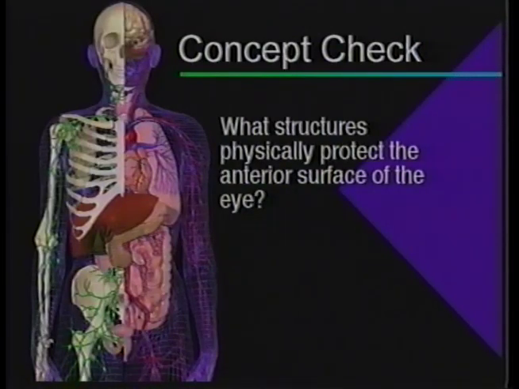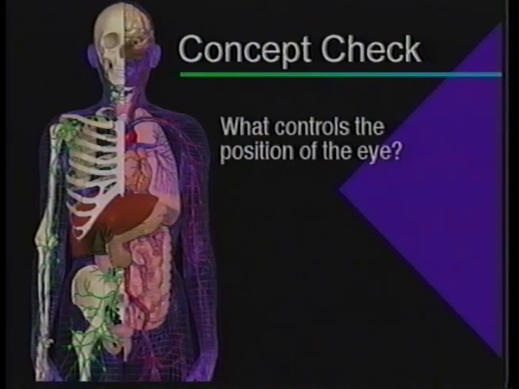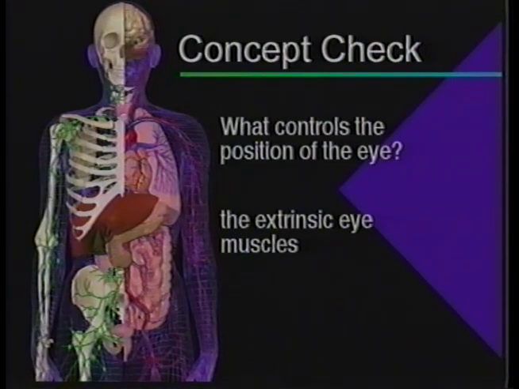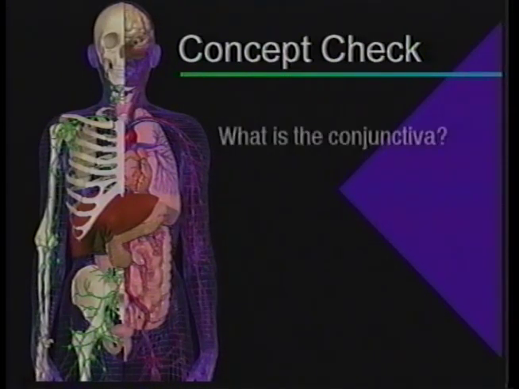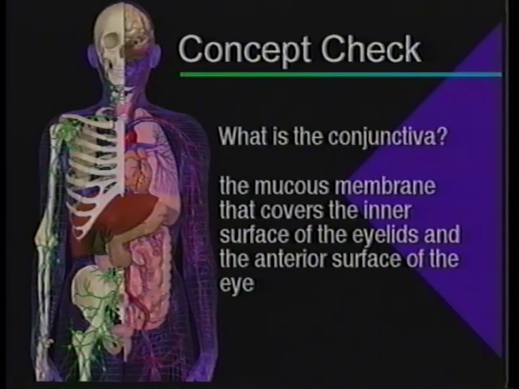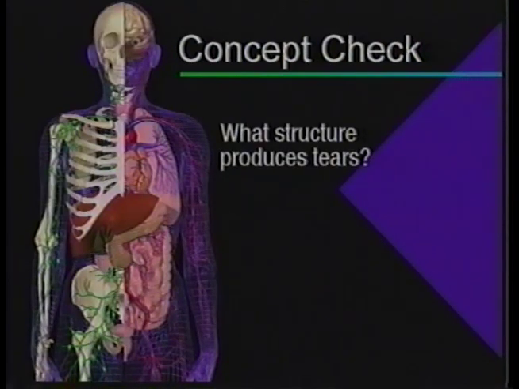Before we go on, let's take a moment for a concept check. What structures physically protect the anterior surface of the eye? What controls the position of the eye? What is the conjunctiva? What structure produces tears?